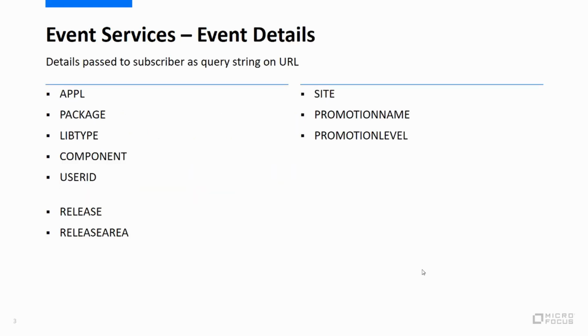Details about the event are passed to each subscriber as a query string on the provided URL. This is a list of some of the variables you may see depending on the event that just happened. Let's take a look at our Event Services tool.